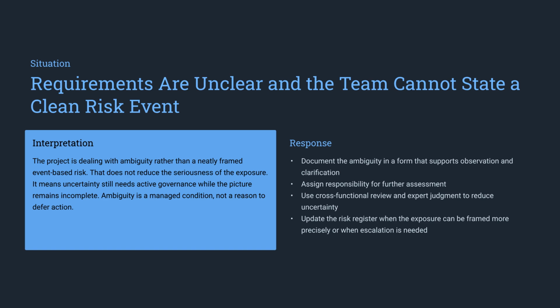Lastly, manage ambiguity by documenting it clearly for future clarification. Even without a perfect risk event statement, assign responsibility for assessment and update your register as the situation becomes more defined.